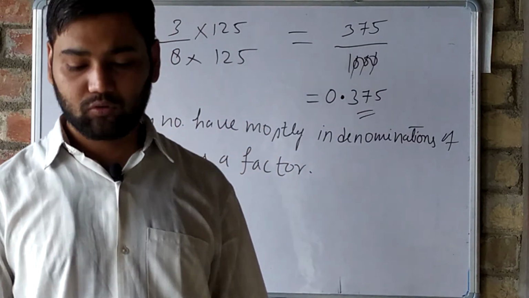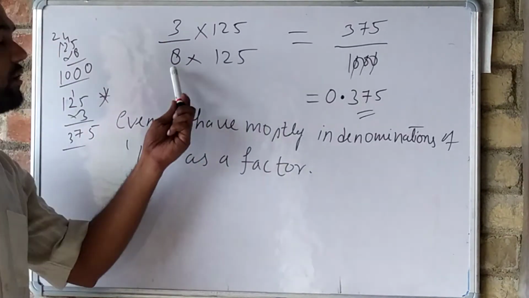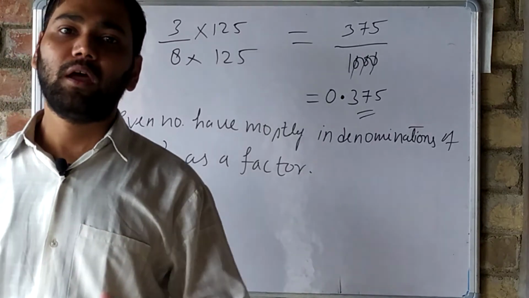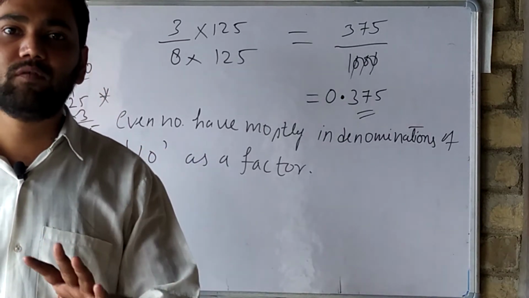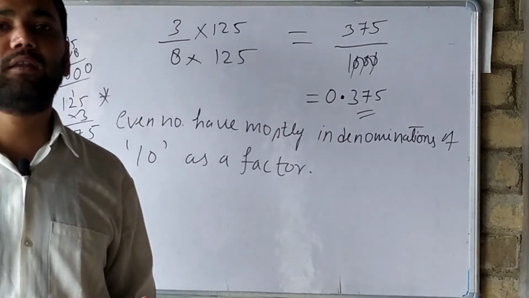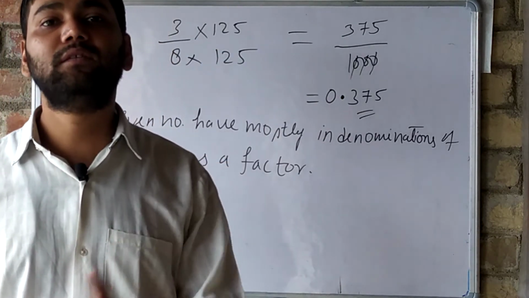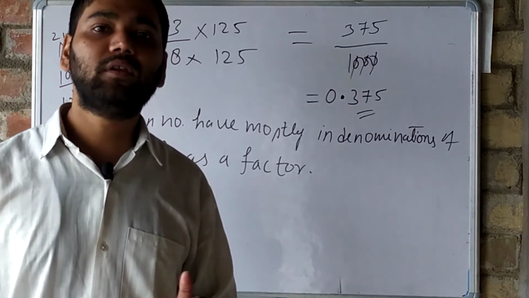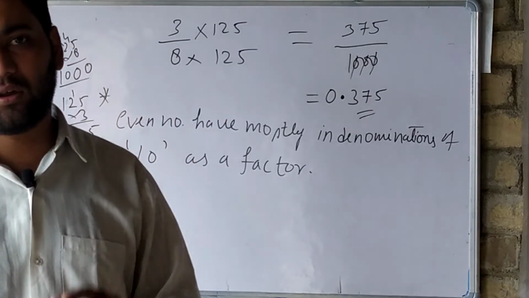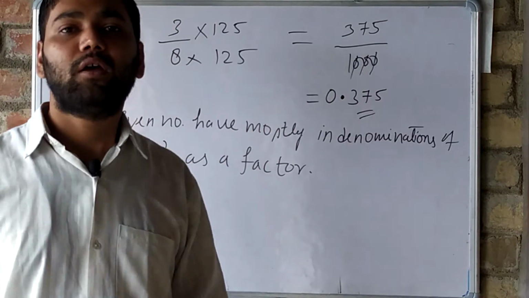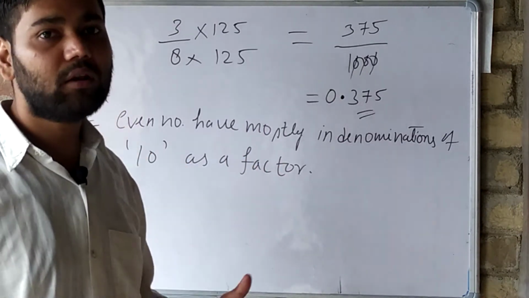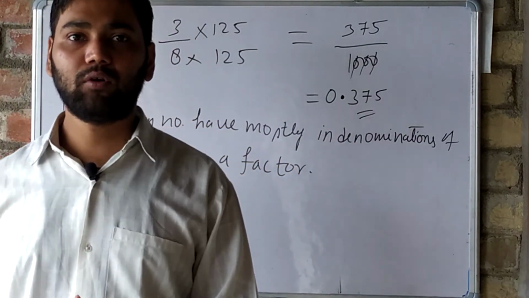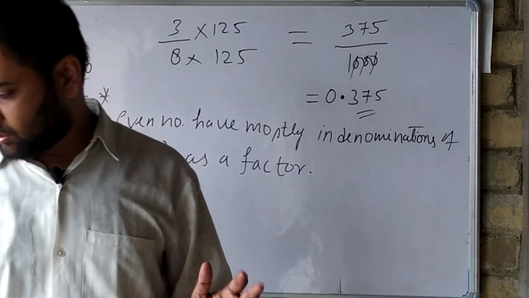So if we see that the denominator is an even number, or a prime number and that prime number is 5, then we can understand that this fraction will be easily converted into a decimal. Why? Because the denominator can easily be converted into denominations of 10. This is a very important part. You have to learn how to convert a fraction to a decimal without dividing. This is the way.